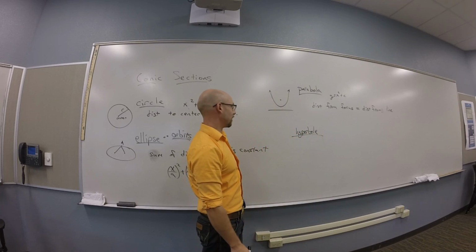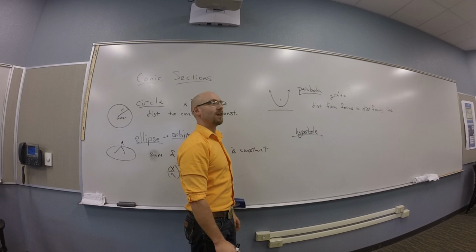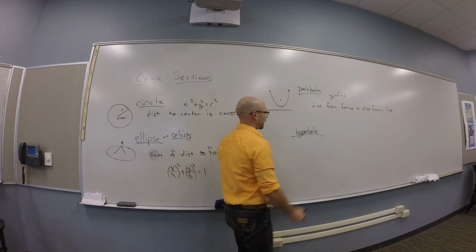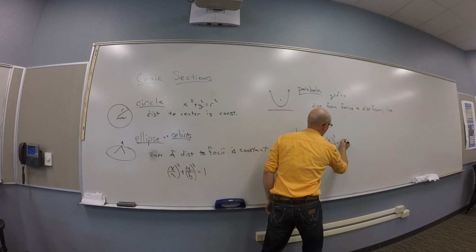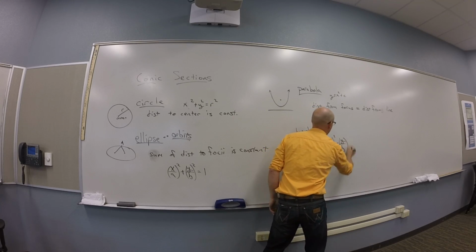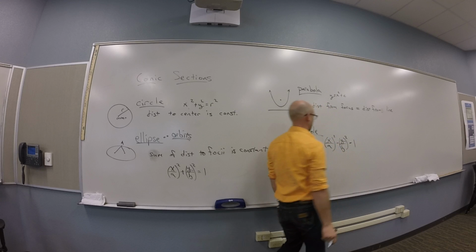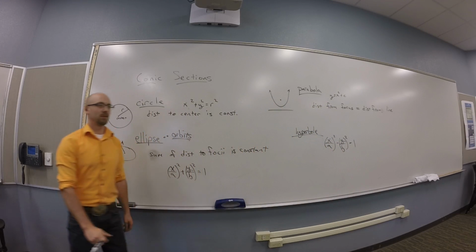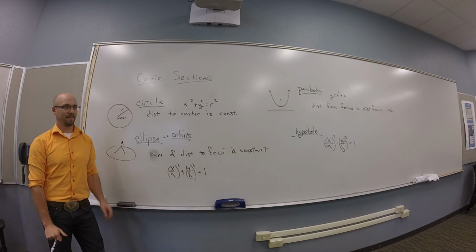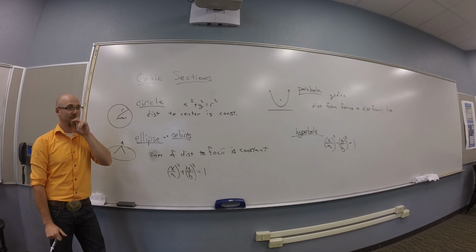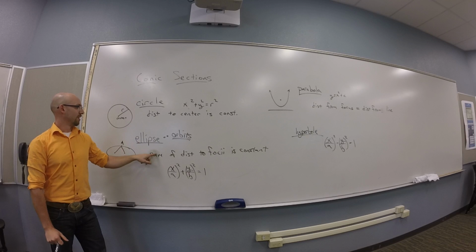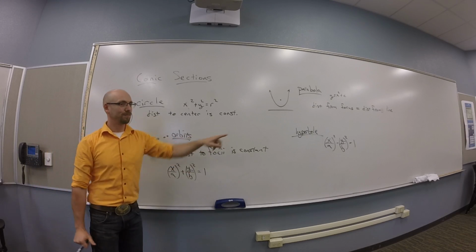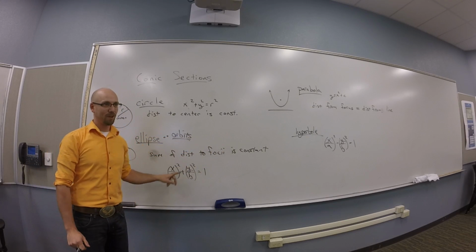Which I probably have spelled wrong. So a hyperbola has the equation x squared over a squared minus y squared over b squared is 1, or is constant. It's like an ellipse, right? But it's a minus instead of a plus.